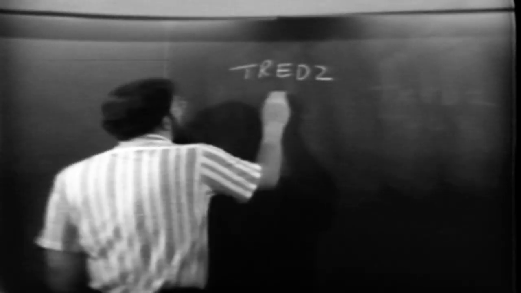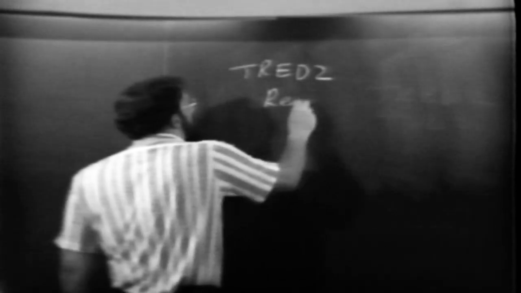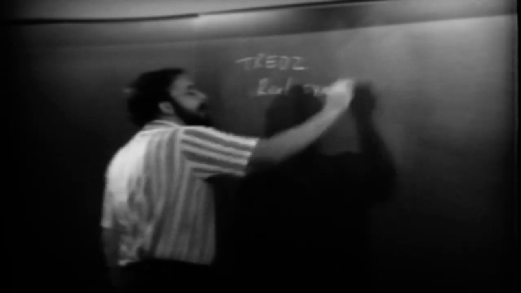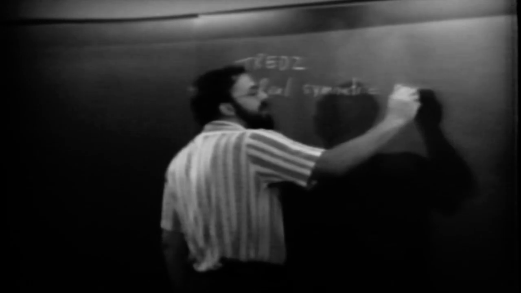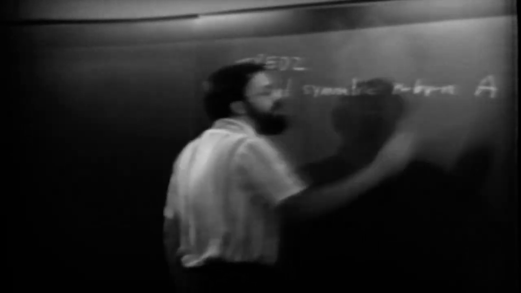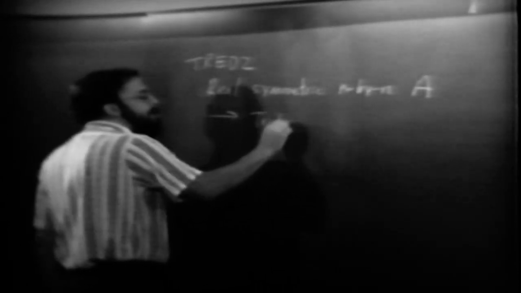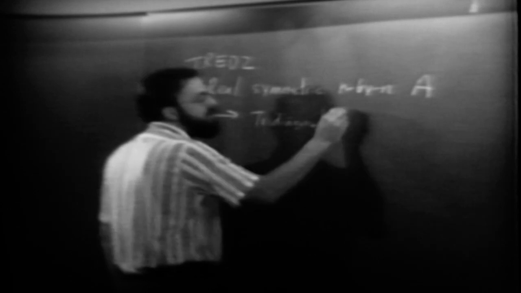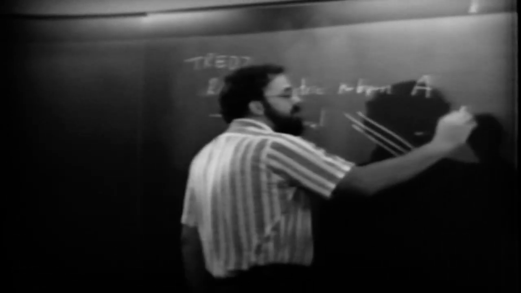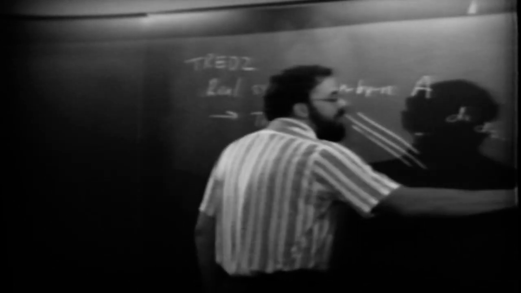Okay, the first one is TRED2. TRED2 takes a real symmetric n by n matrix A and transforms it into a tridiagonal matrix like this: a diagonal, a super and subdiagonal. It remains symmetric, so the super and subdiagonal are the same, and the notation is D1, D2, down through Dn for the diagonal.